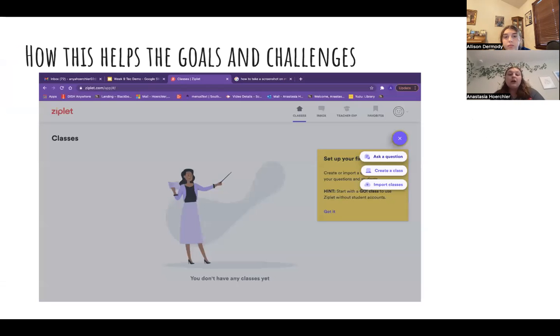So I'm going to talk about how Ziplet helps the goals and challenges. One of her goals is that she wants to ask a question and she wants the students to have a response. On Ziplet, when you hit the little plus button in the corner, you'll get ask a question, create a class, or import a class, and then you're going to hit ask a question.